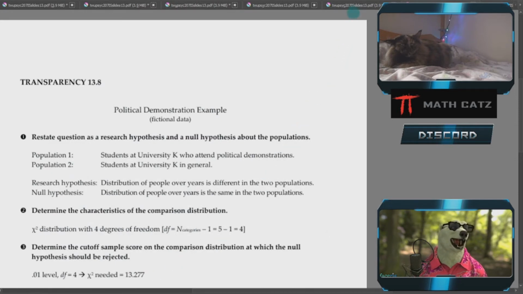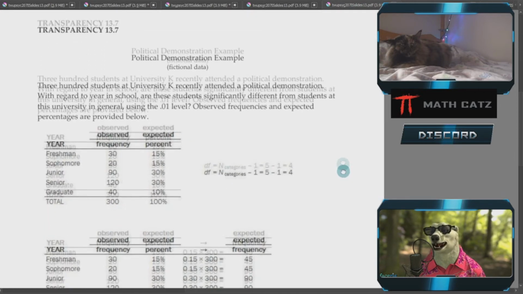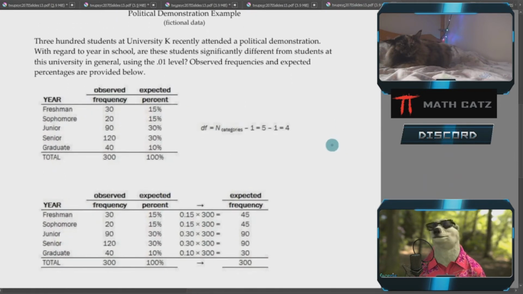And now we have to go and calculate. So what does that calculation look like? Well, we have to calculate the expected frequency based on the percentage and the total. 15% of 300 is 45, and we calculate the expected frequencies for each of the categories. And now we want to see, well, yes, 30 is different from 45, 20 different from 45. Oh, this 90 is exactly what we expected. But overall, how different is different enough?